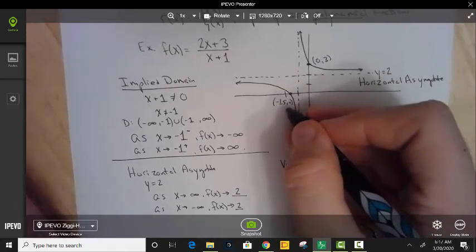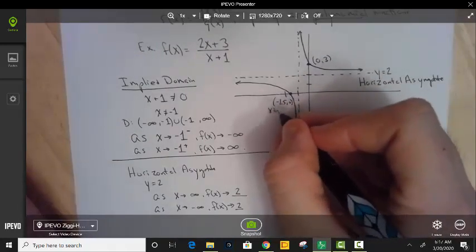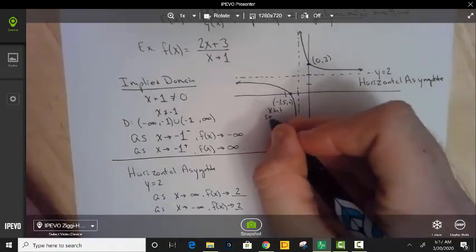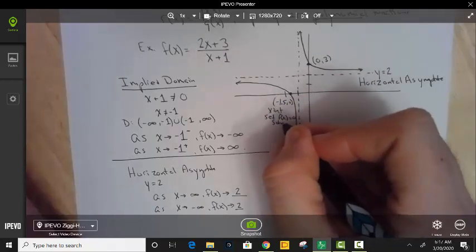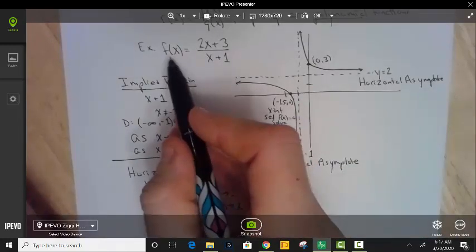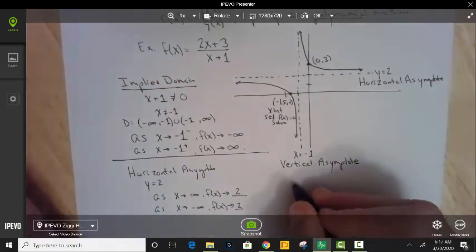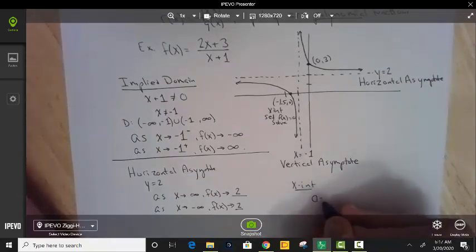Alright, going over just a few more key features here, guys. The x-intercept is at (-1.5, 0). And guys, that's the same as always. We're just going to set the function equal to 0 and solve. So if we took this function, let's go ahead and run through that real quick. If we take the function and set it equal to 0, we see that finding the x-intercept is quite easy.